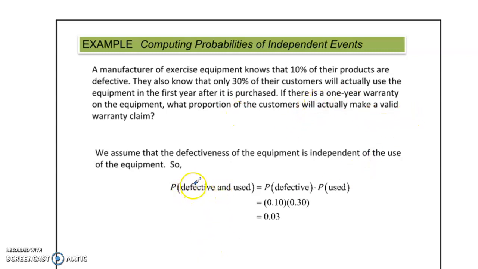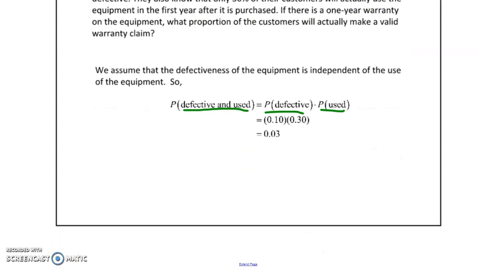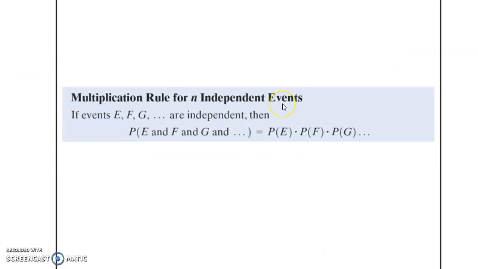Well, we need to calculate the probability of defective and used, which is equal to the probability of defective times the probability of used. Because whether or not it's defective, they could use it. And whether or not they use it, it could be defective. These are not dependent on each other. They're independent events. So multiply them together. So there is a 3% chance that the equipment is defective and also it is used in the first year after it is purchased.